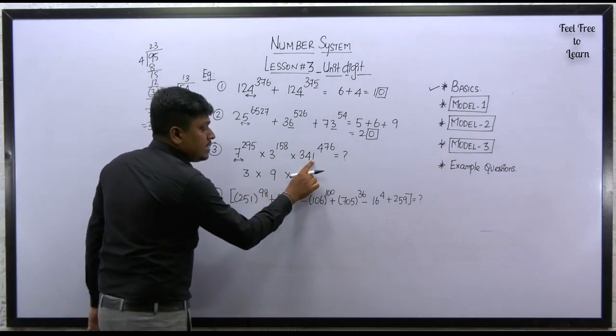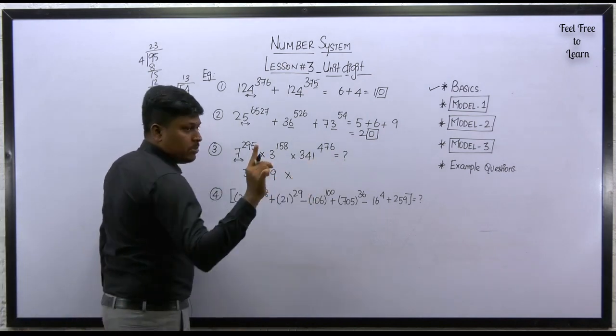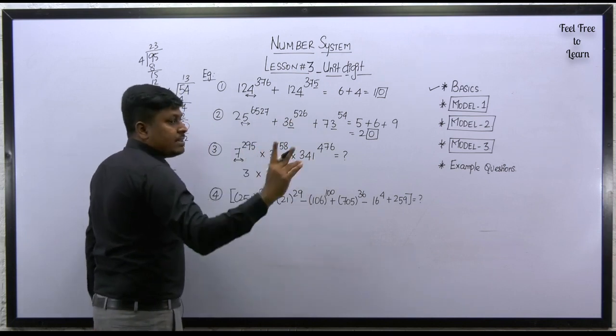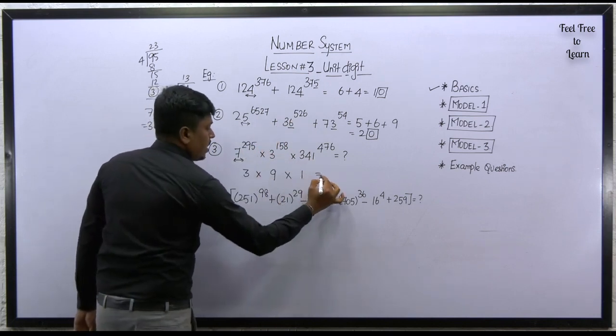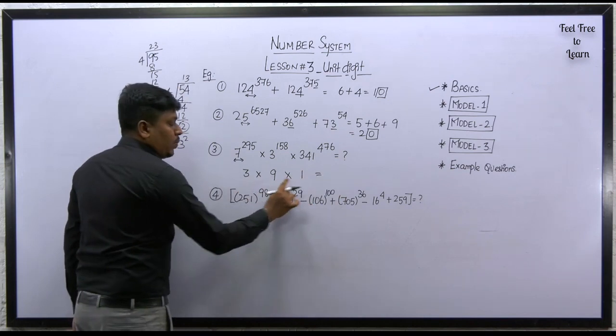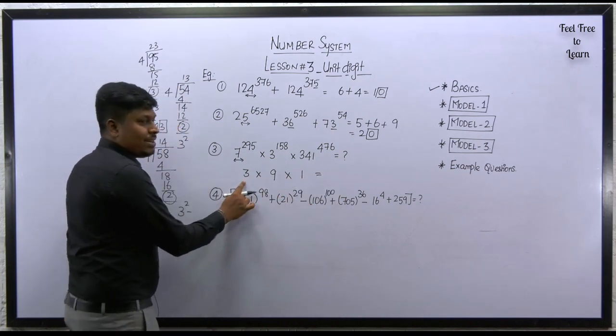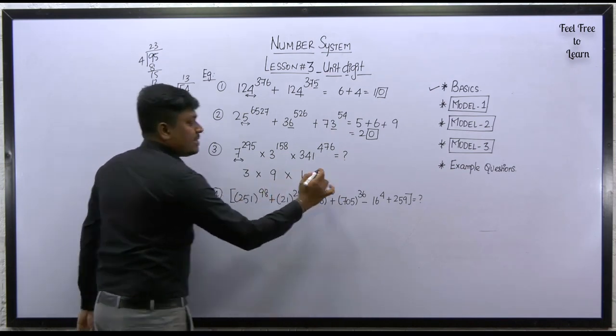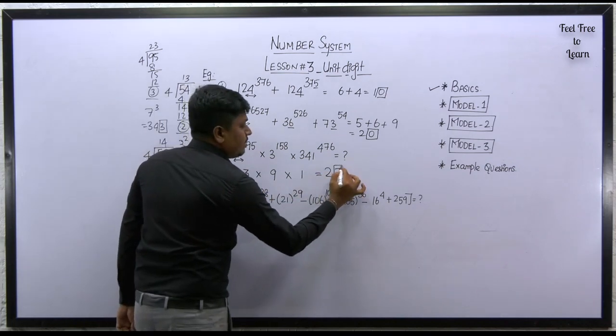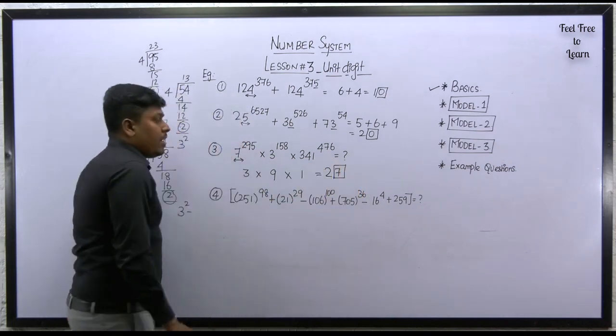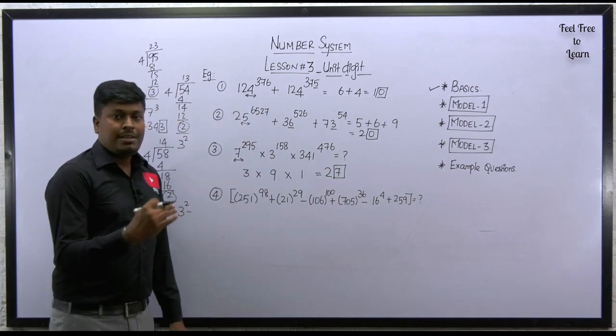Into. So the last digit is 1. So 1 we have learnt in model number 1. 1 power anything is 1. So we can say the unit digit is 1. So 3 into 9 into 1. 9 into 3 will be 27. 27 into 1 will be 27. So the last digit will be 7. So finally we can say that the unit digit of question number 3 is 7.